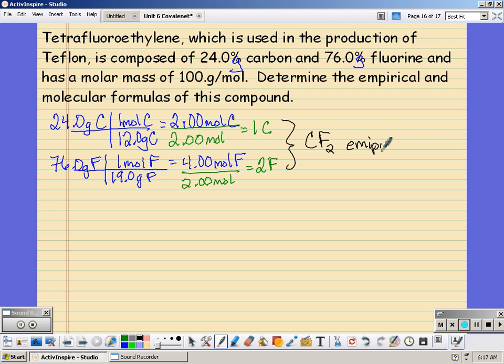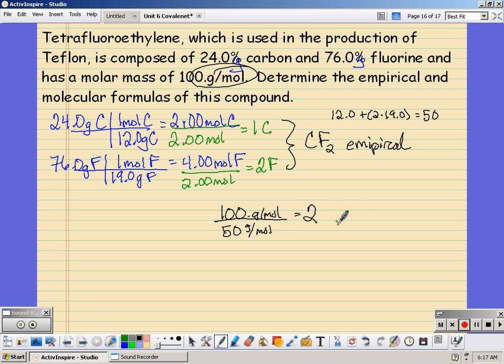To find the molecular formula, you take the molar mass that they give you in the problem, 100. You divide it by the empirical formula's molar mass that you have to calculate. So carbon has a molar mass of 12, plus we have 2 fluorines, so 2 times 19. And we get 50 as our empirical molar mass. So we'll say 100 divided by 50, and that gives us a multiple of 2. So then we multiply the subscripts by 2. C2F4 would be the molecular formula.